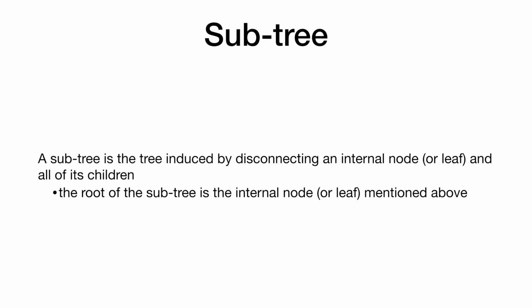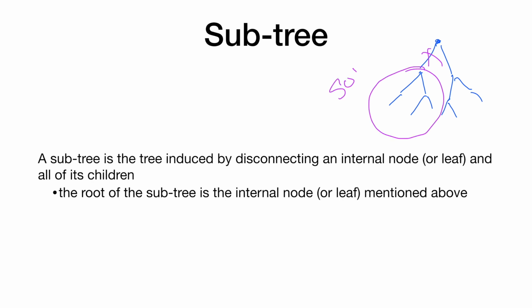So real quickly, what is a subtree? So a subtree, if we have some binary tree, right? A subtree is a tree induced by basically disconnecting one of these internal nodes. So if we got rid of that, there's still this tree here, and we call that a subtree.